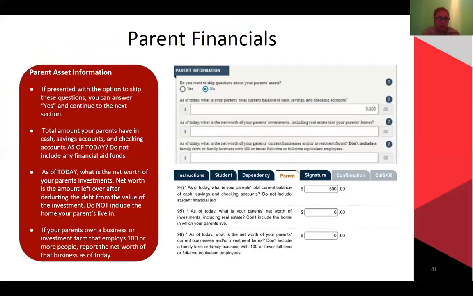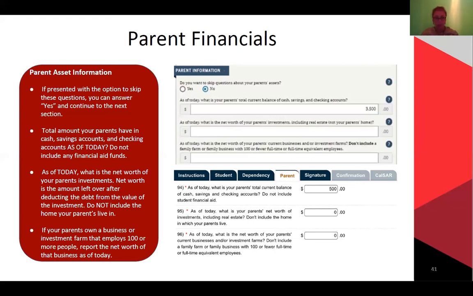Okay. And lastly, we are going to be looking at the last set of income questions, or I should say asset questions for parents. Now, if you're presented with the option to skip these questions on the application, you want to go ahead and select the response of yes, I want to skip these questions and move on to the next section. All that means is that based on the earlier responses to certain questions, the application has determined that parental assets are not required and are not going to be considered in determining your financial aid eligibility.